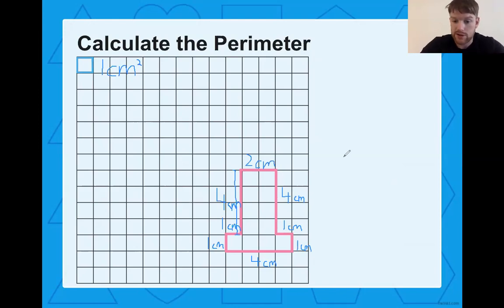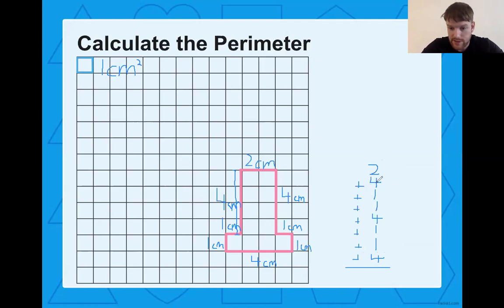So to get the perimeter there, I'll just add up all of those together. So I'm going to add up 2 plus 4 plus 1 plus 1 plus 4 plus 1 plus 1 plus 4. I'm going to add all them up. And what do we get?